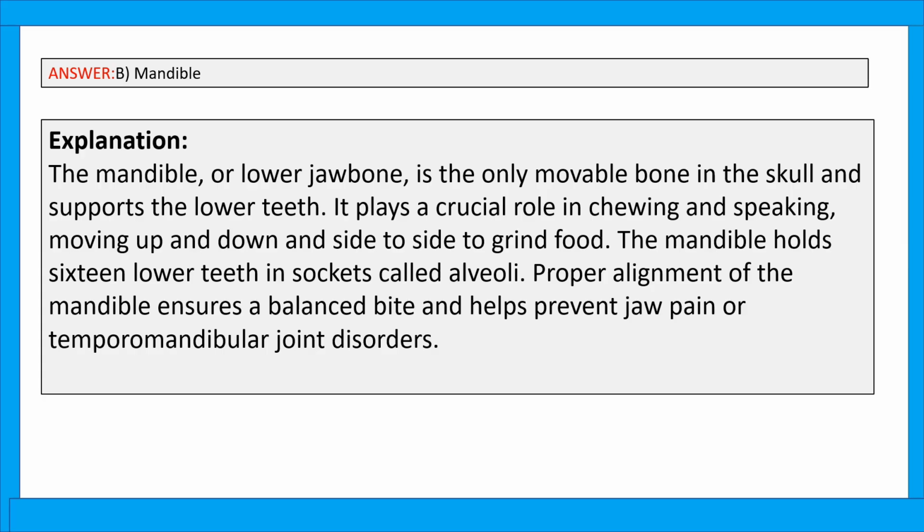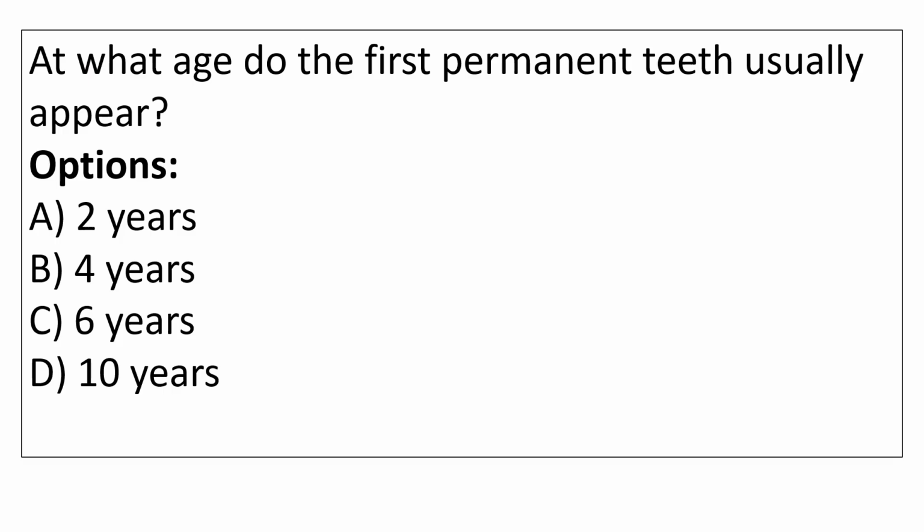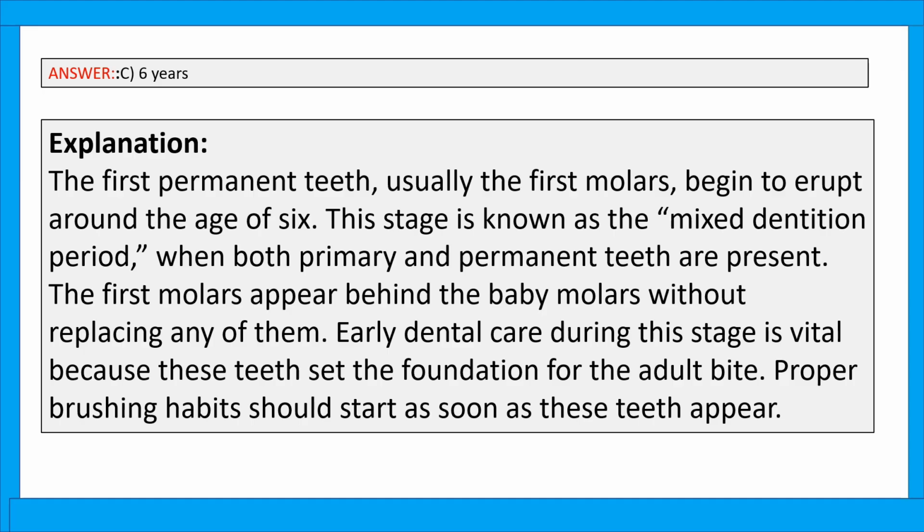At what age do first permanent teeth usually appear? Option A, 2 years. Option B, 4 years. Option D, 10 years. So the right answer is option C, 6 years.